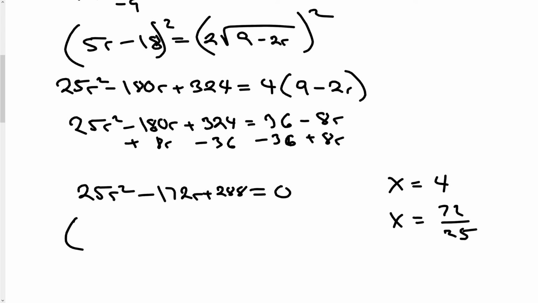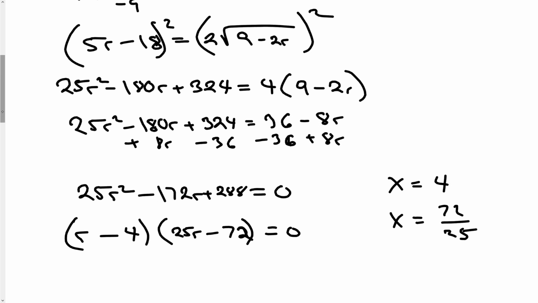Okay, which means that this would actually factor to something like r minus 4 and 25r minus 72, and both of these are going to be minus. Ooh, 72. I believe that should work. 4 times 72 is 288. 172 together, the inside pair and the outside pair, give me 172.